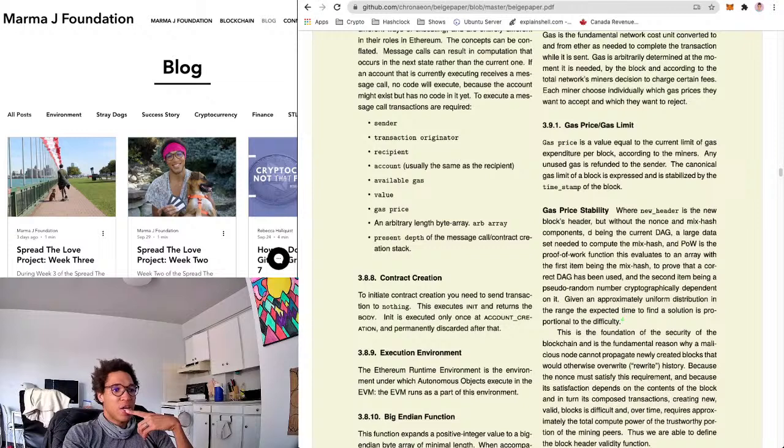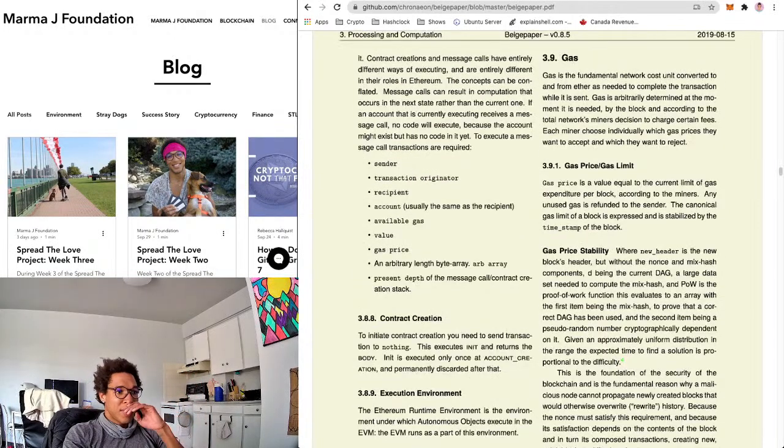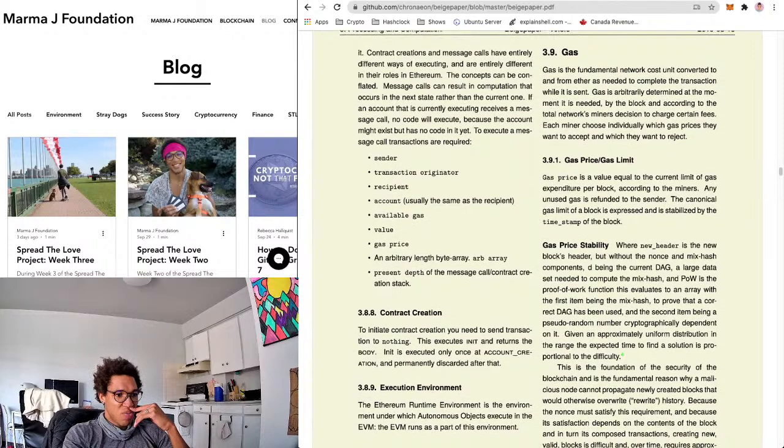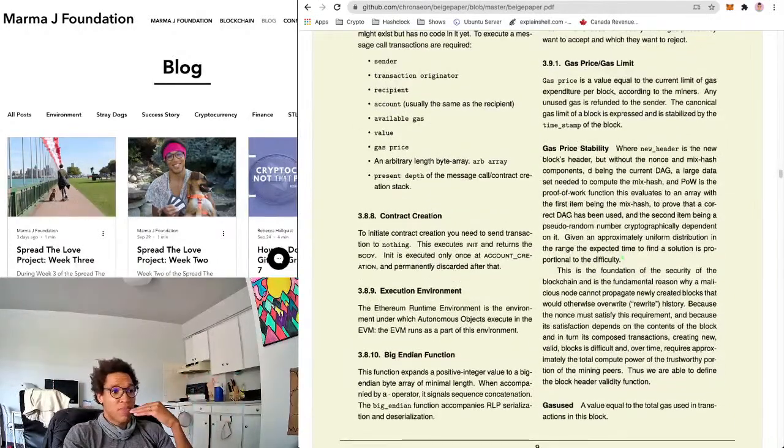Contract creation. To initiate contract creation, you need to send a transaction to nothing. So when you send this transaction, recipient being nobody, send to nobody. Yeah. A transaction sent to nobody is executed in init and returns the body of a function. Init is executed only once at account creation and permanently discarded after that. So it's a safe way to create an account, and then you can't create over it.